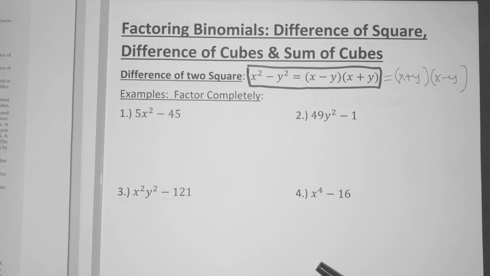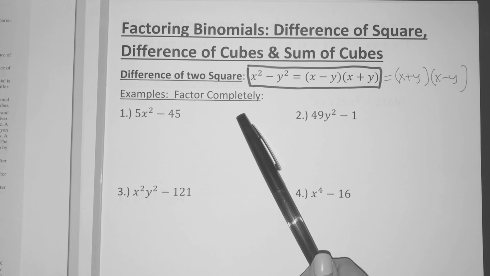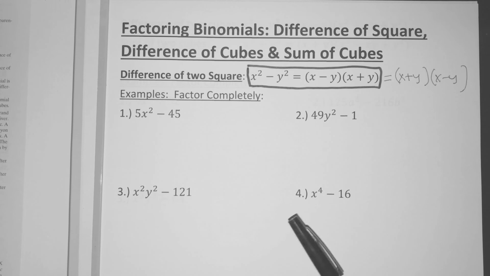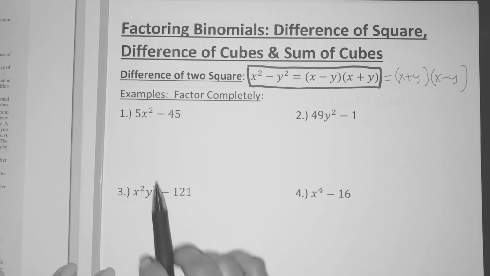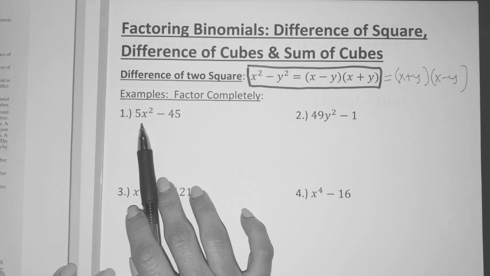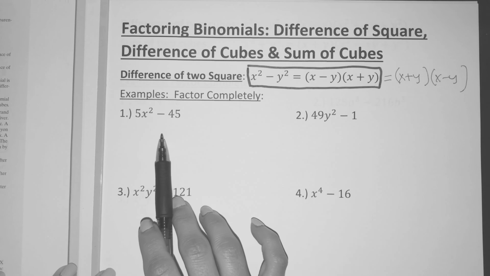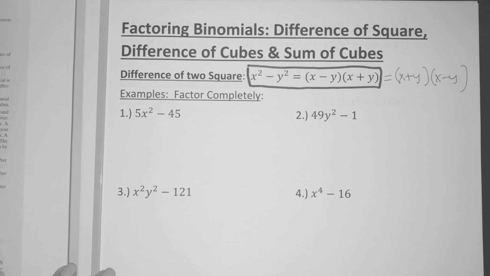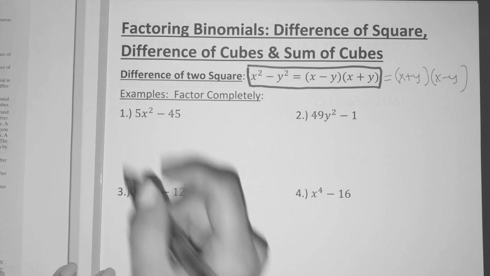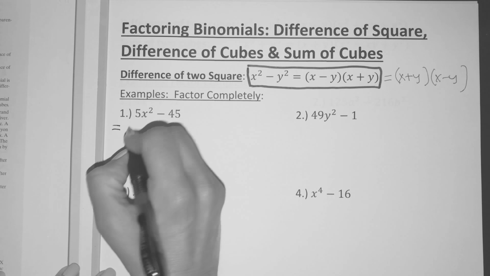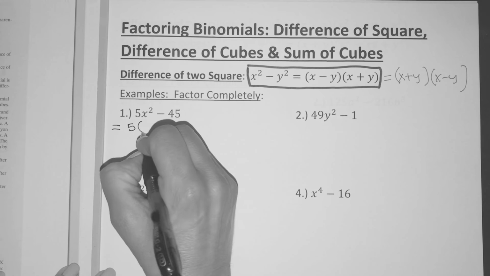So we have 4 examples. We want to factor completely. For any factoring problem, if there is a greatest common factor, we always want to factor that out first. Notice in the first example, we have a greatest common factor of 5, and so that needs to be factored out first before we apply this formula. So the first step is just to factor out 5.